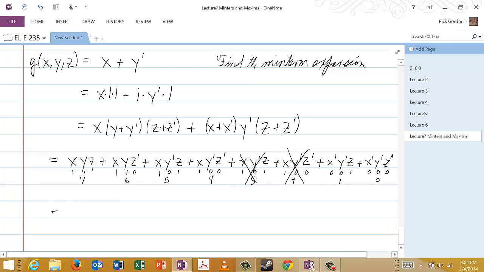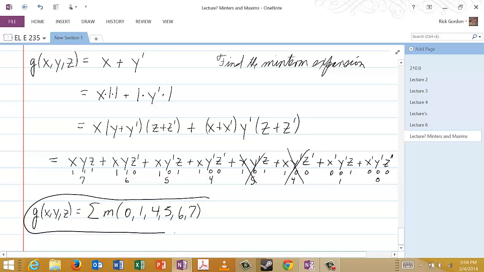I think I'll leave a little more space here. And we have g of x, y, z is equal to the sum of the minterms 0, 1, 4, 5, 6, and 7. And there is your minterm expansion for g. And now, of course, you know that it would be very easy to find the truth table for g. So that shows the power of the idea of minterm expansions. And now we'll have a test on that idea, and then for the next lecture we'll talk about max terms and max term expansions.